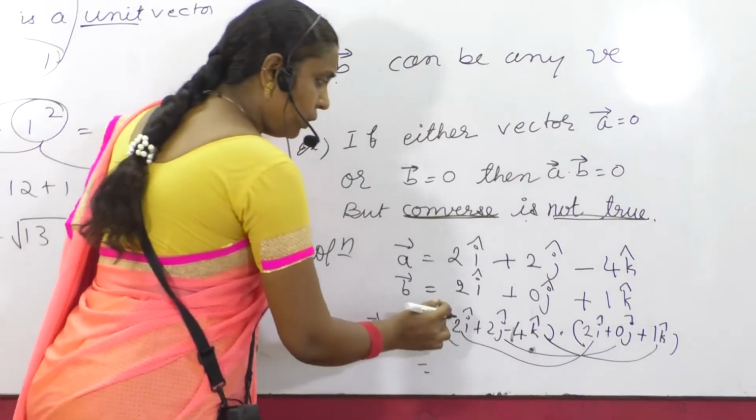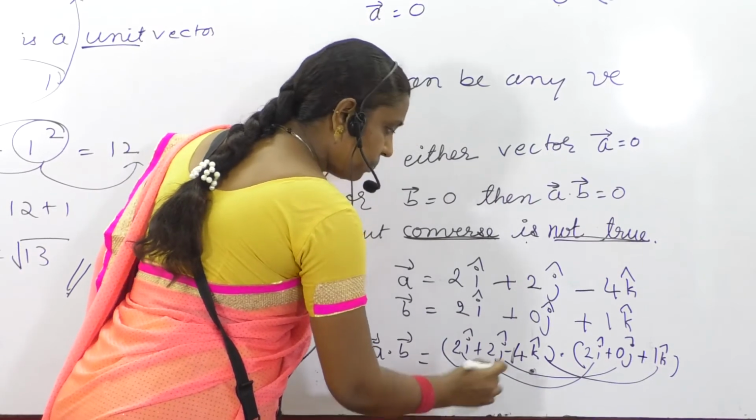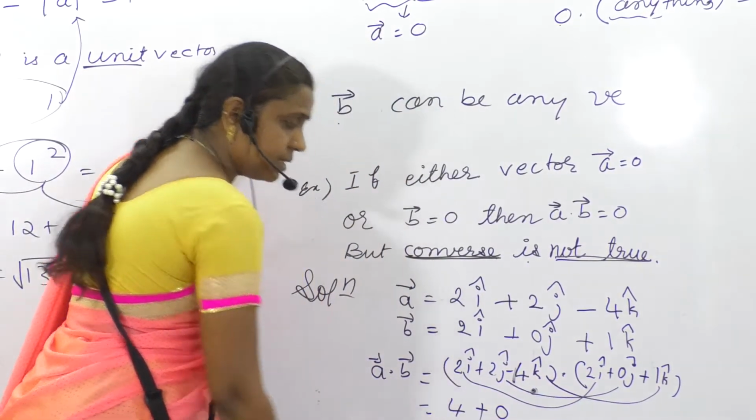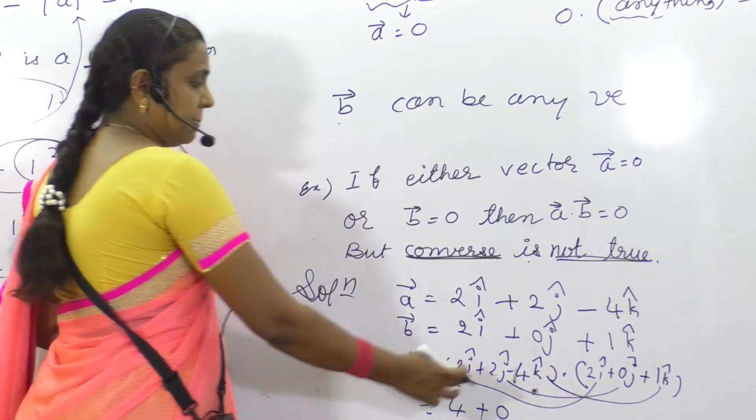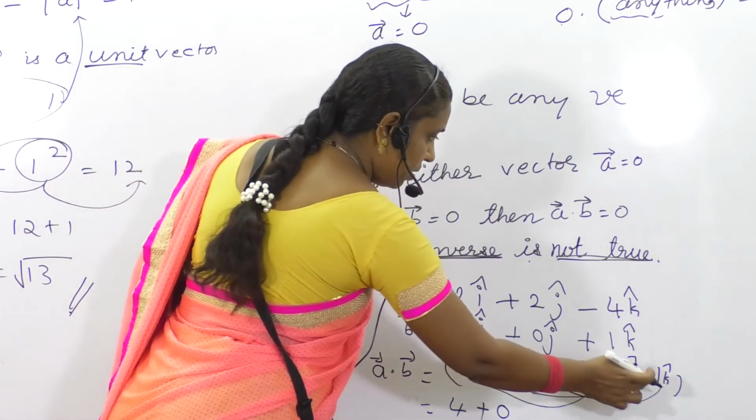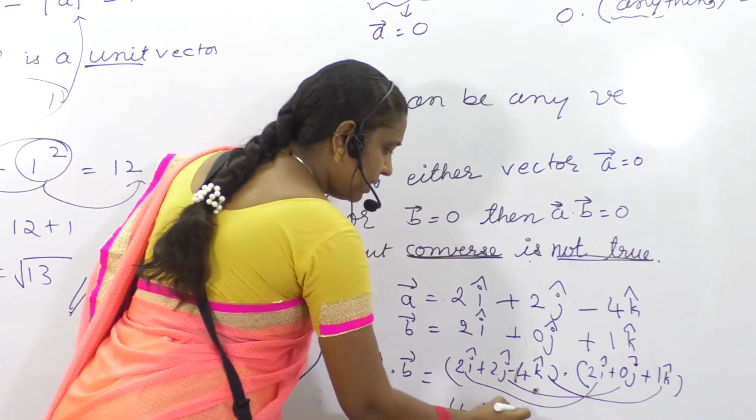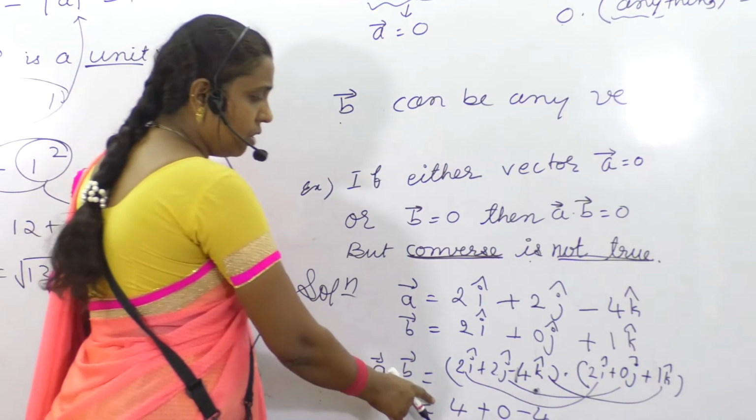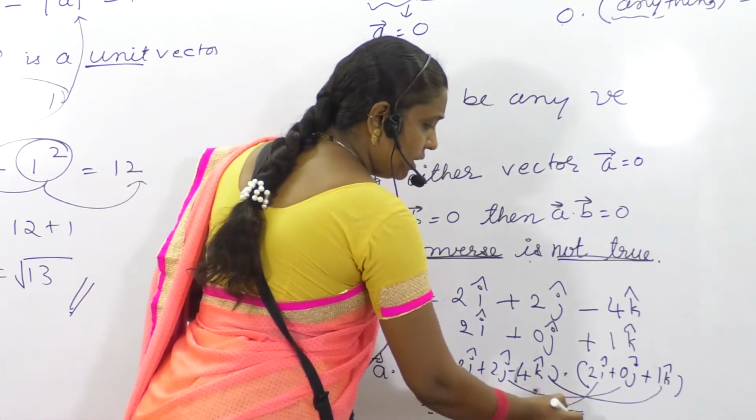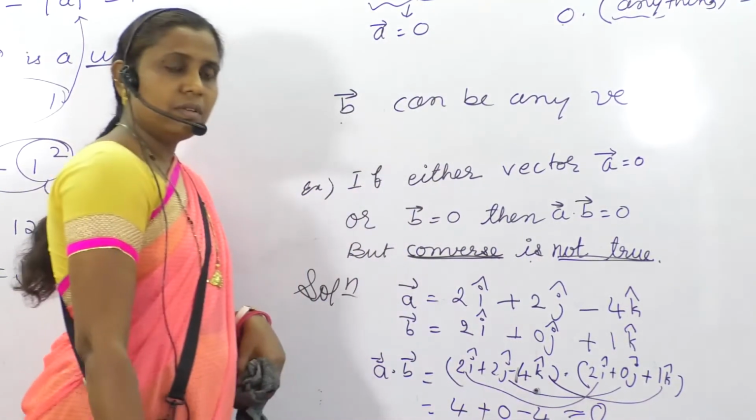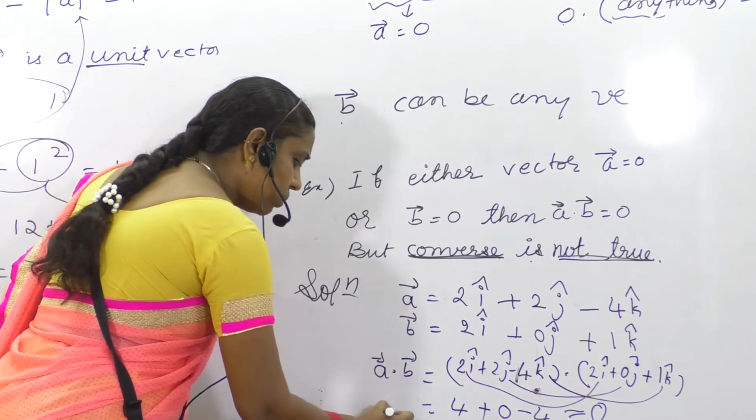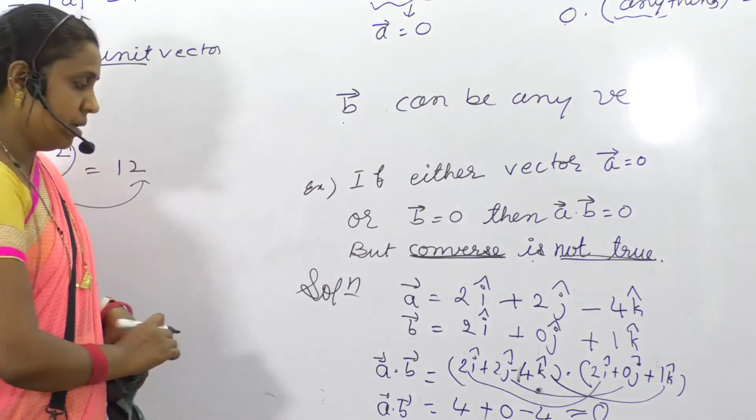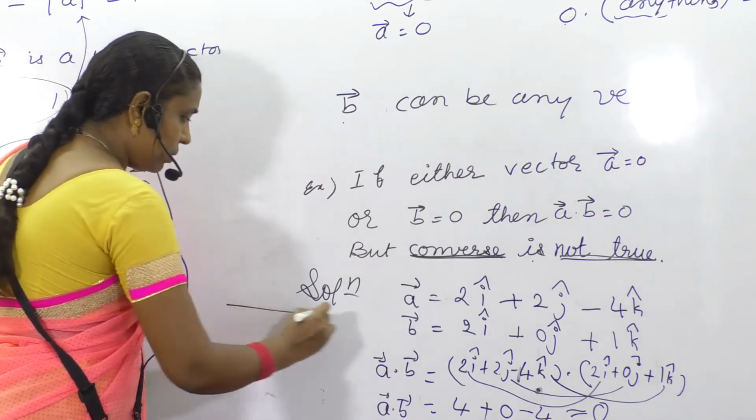So 2 into 2, this will be 4. 2 into 0 will be 0. Is it right? Next, minus 4 into plus 1, that is minus 4. Check with this result. 4 minus 4. Is it not going to give 0? So what conclusion do you draw here? A dot B equal to 0.